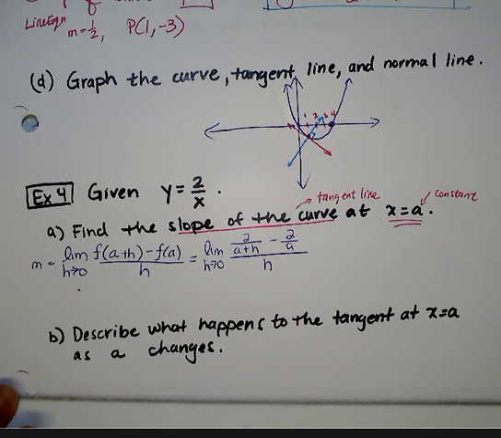Wait, you can make it 2 over a plus h over h, and then minus 2 over a over h. That's what I did. But then won't the h's cancel out? Yeah, they will. So then you can just cross them out right now, can't you? Can't you just cross out the h's right now? No.